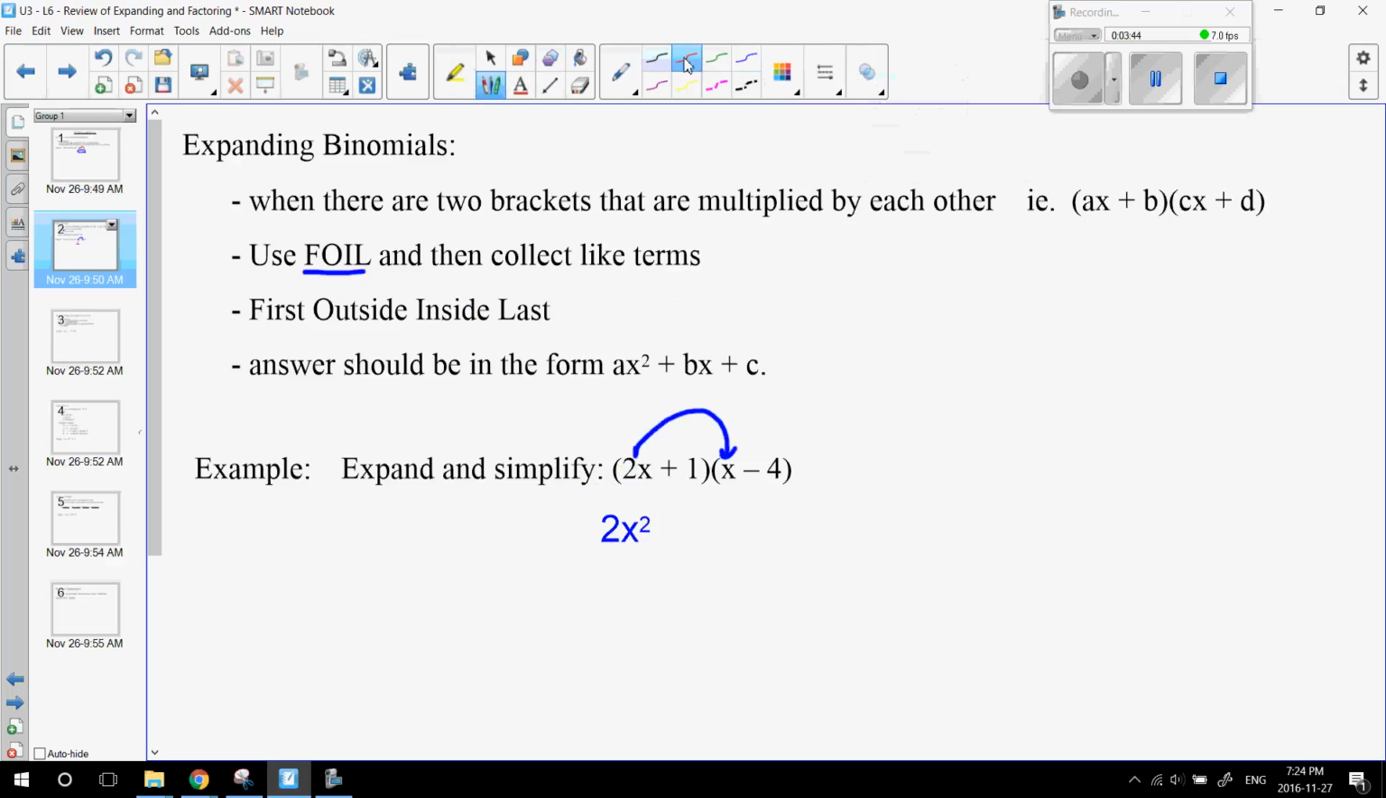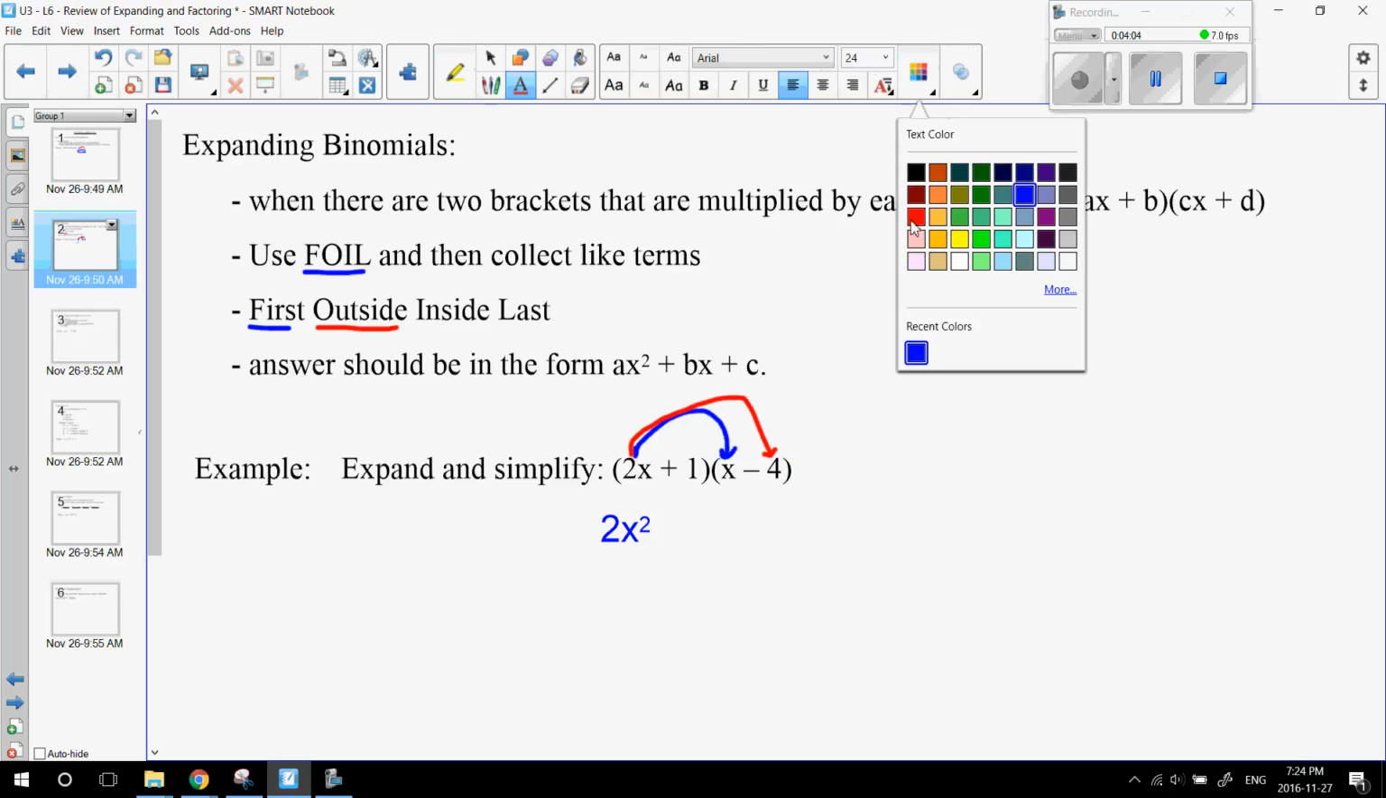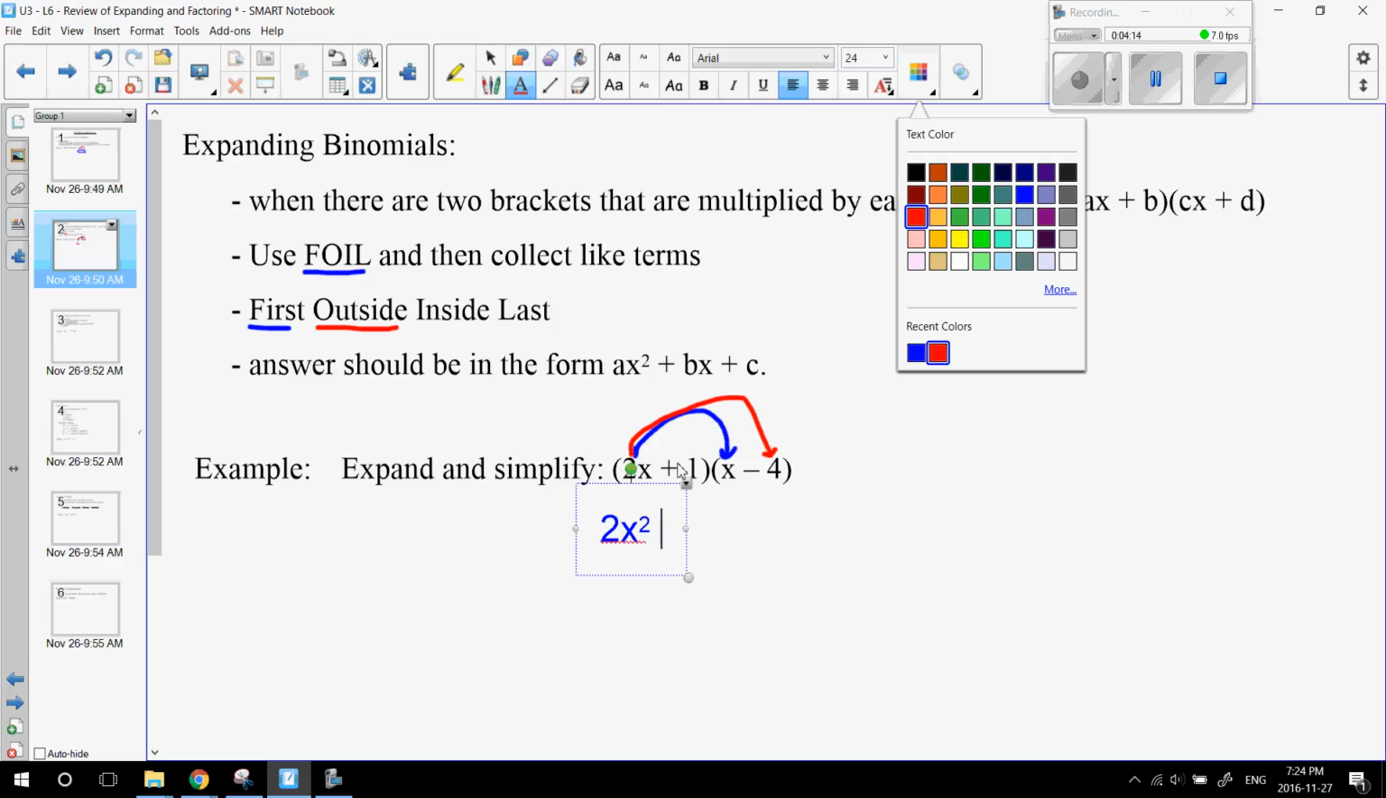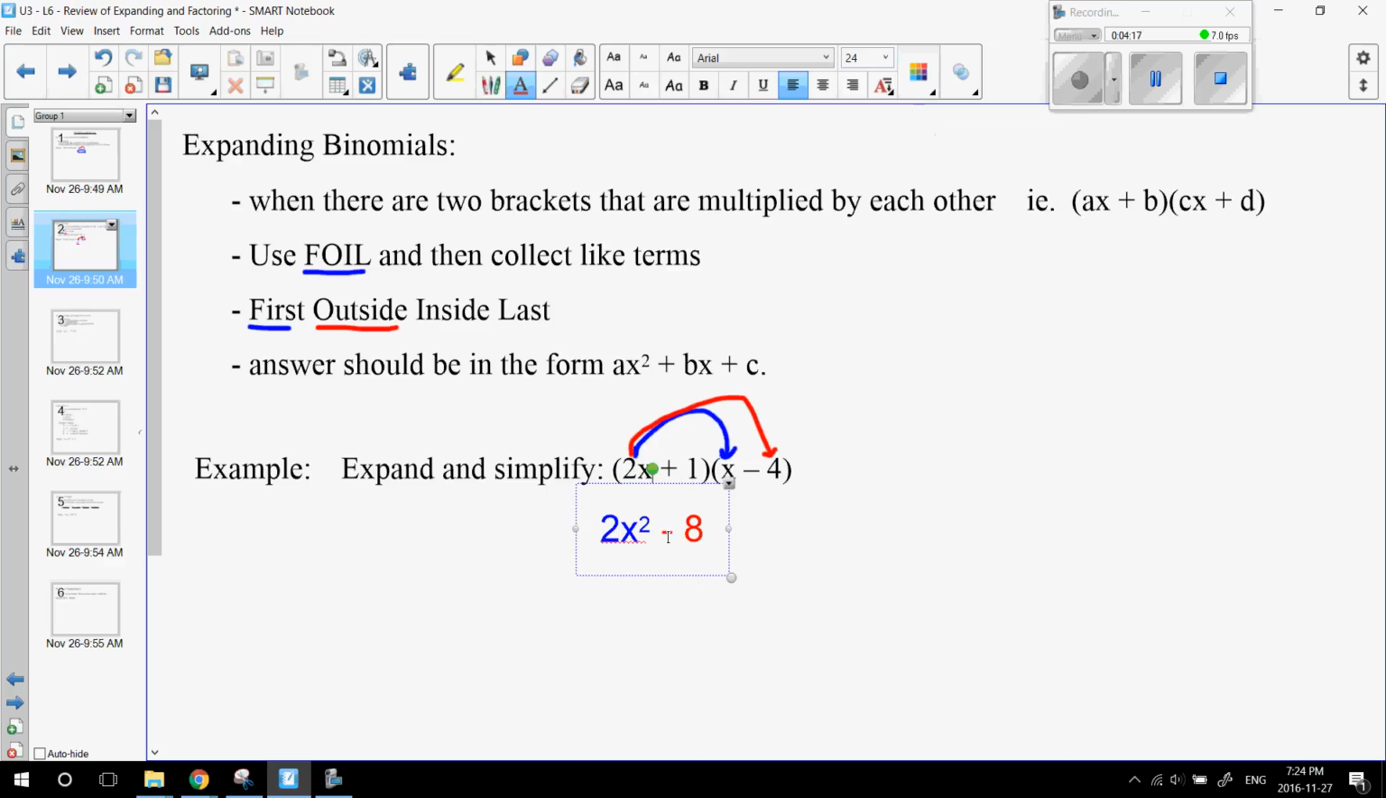Then we do our outside, and our outside is the terms that are sitting on the outermost piece of the bracket, so that is the 2x here, and the negative 4 here at the end. So let's do that multiplying piece. 2x multiplied by a negative 4. So we have our numbers. So 2 times a negative 4 will give us a negative 8. And then we have that x. So we have negative 8x.